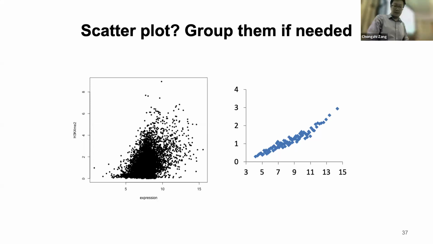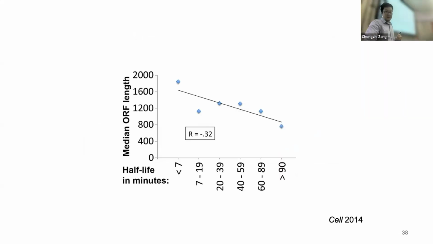But another point to keep in mind is that the grouping should be fair. So this is also from a Cell paper. Can you see what's the issue of this plot? Someone? Yes? I'm sorry? Oh, yes. The R value is negative, which is true, right? It's a negative correlation.